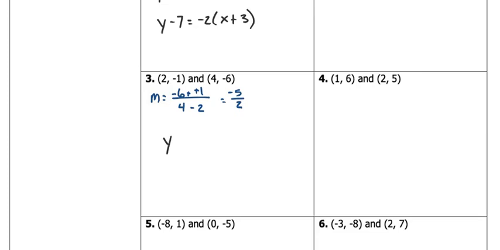So y, let's use our first coordinate. Y minus negative 1 equals my slope. And then in parentheses, I need to take the x minus the x I'm going to use. So x minus 2. I am going to rewrite to get y plus 1 equals negative 5 halves. And then in parentheses, x minus 2.